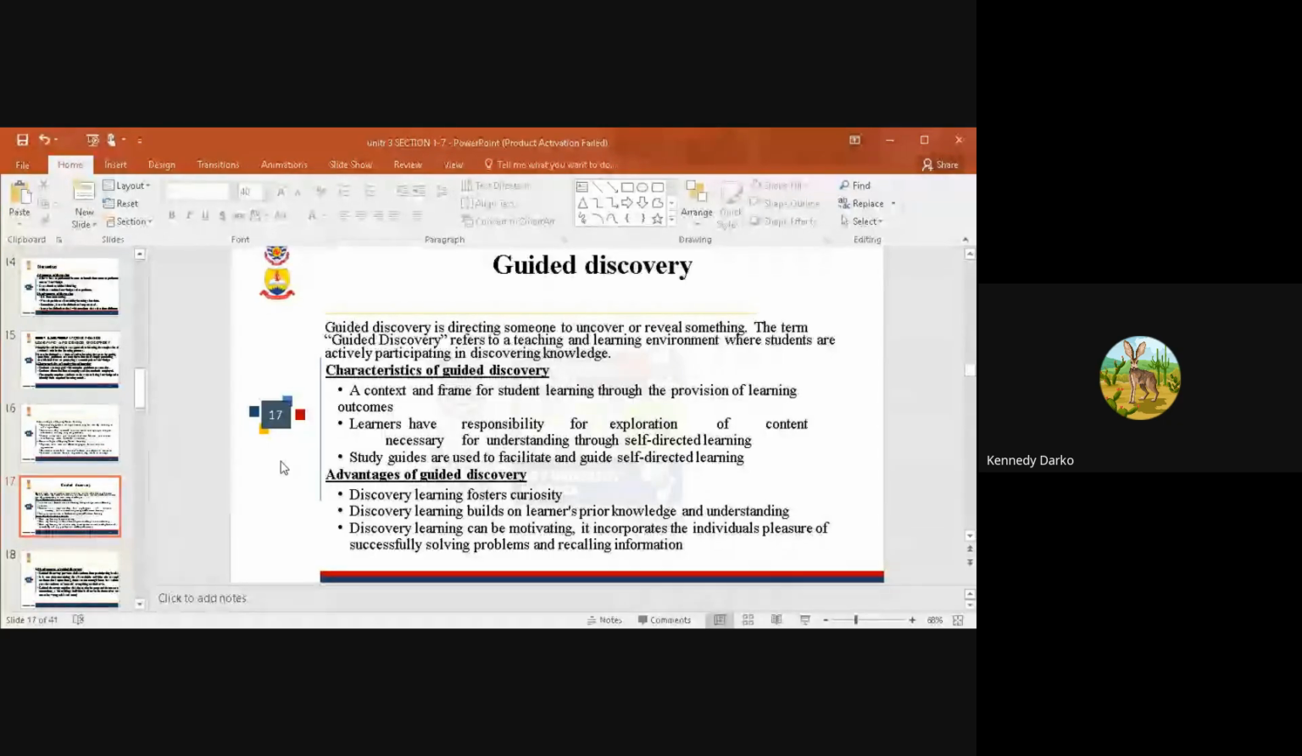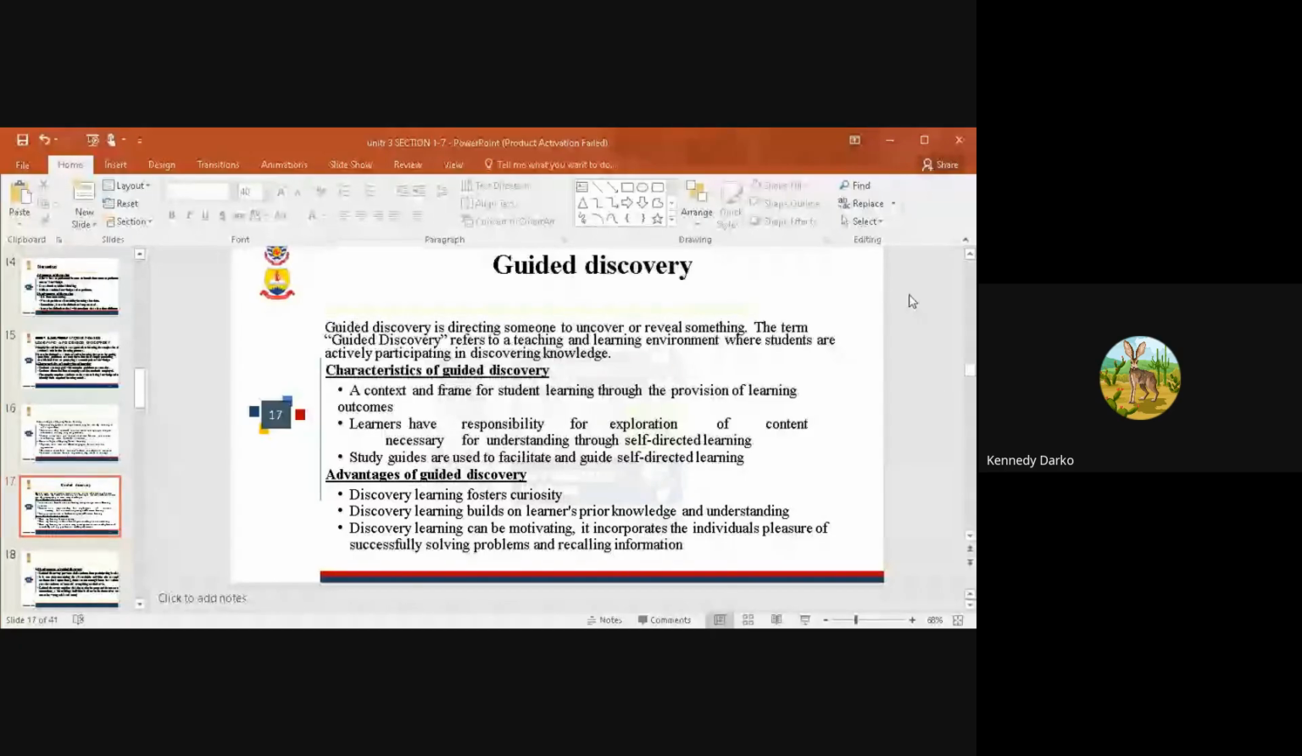Advantages of guided discovery. Discovery learning fosters curiosity. Once you let them acquire the knowledge by themselves, they are able to do it, and curiosity sets in. Oh, when I got here, I did this, let me find out whether I can do that. Once they are able to do that, they are happy. They continue searching for more information, and they are able to do it well.